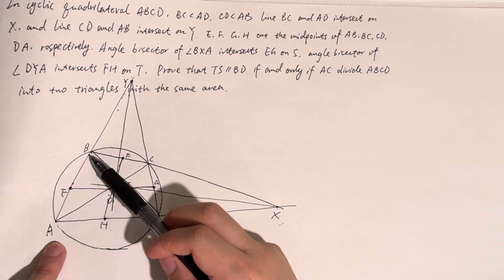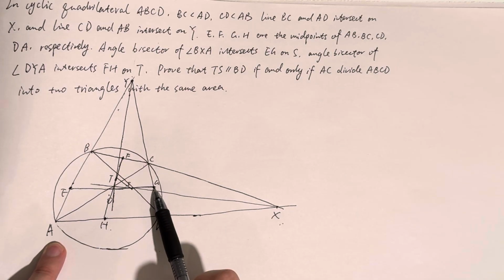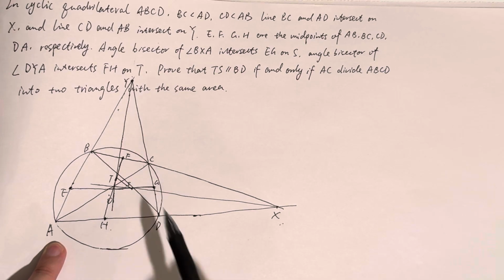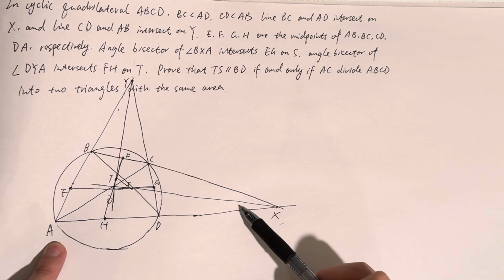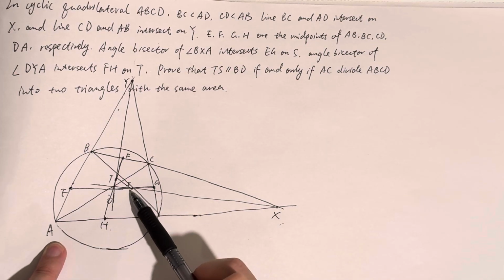Now we find the midpoint of each edge of the quadrilateral, and then we connect the midpoints of the opposite edges. And this EG intersects with the angle bisector of angle AXB at the point S.